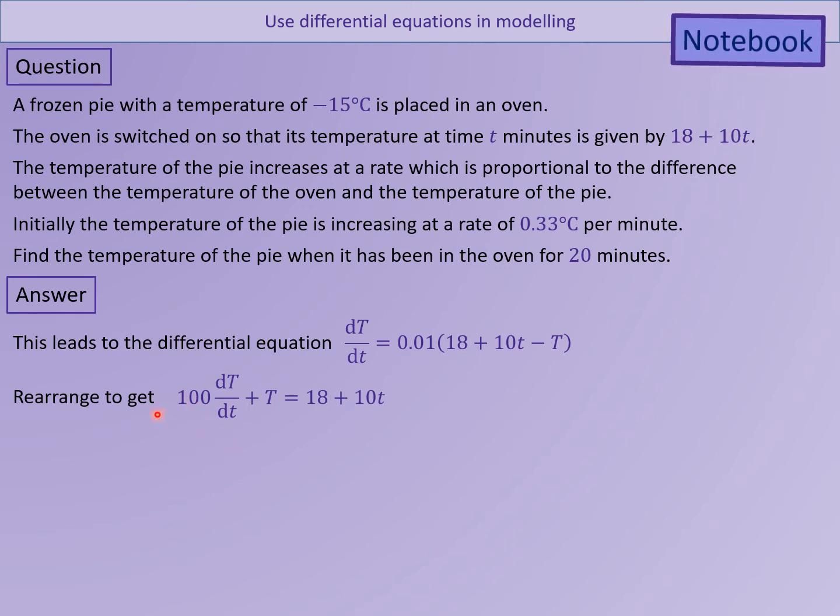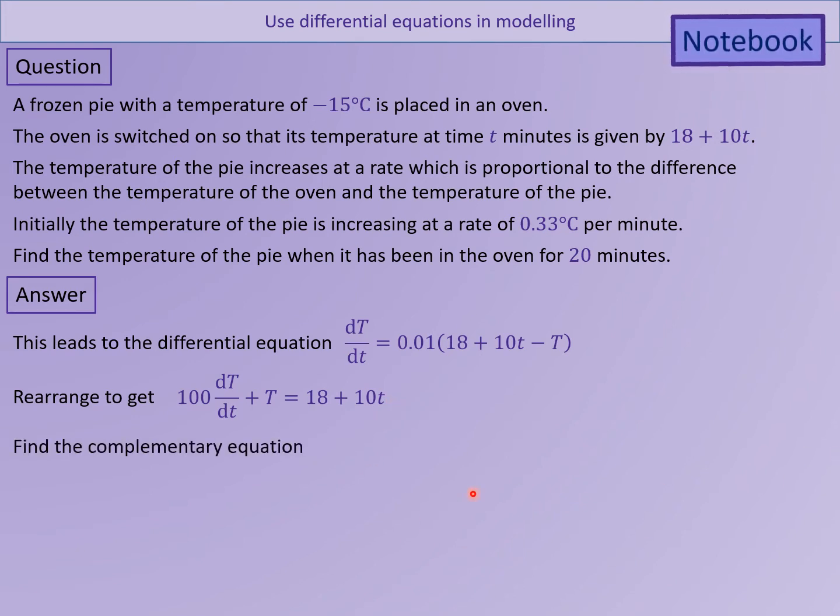You could divide everything by 100 and then use an integrating factor. That's one option. Or you could use a complementary function and a particular integral and solve it that way. It's up to you, okay? Because you've got a first order equation, you can solve it either way around you like. Now I'm opting in this case for a particular integral and a complementary function.